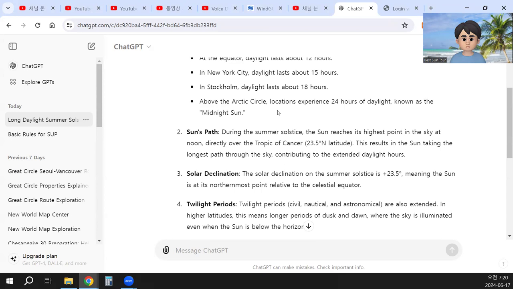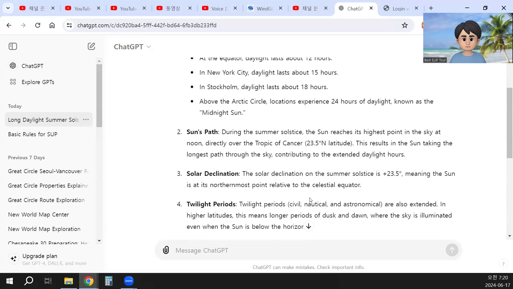During the summer solstice, the sun reaches its highest point in the sky at noon, at 23.5 degrees over the Tropic of Cancer. The sun takes the longest path through the sky, which contributes to the extended hours of daylight. Solar declination on the summer solstice means the sun is at its northernmost point relative to the equator.